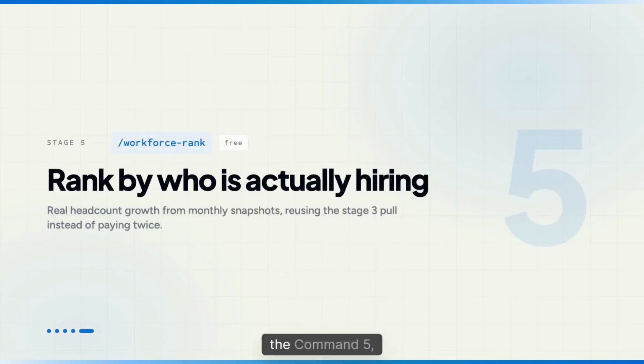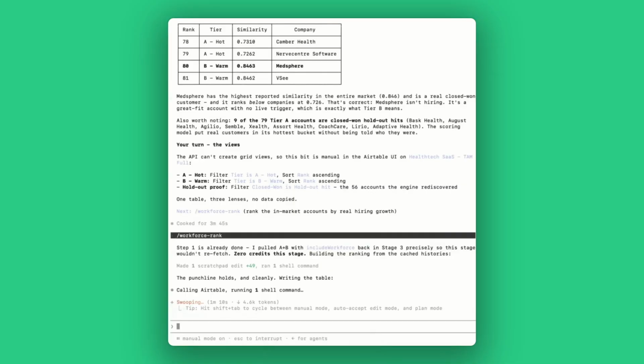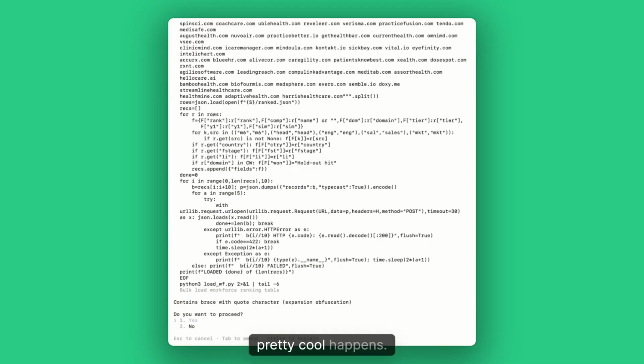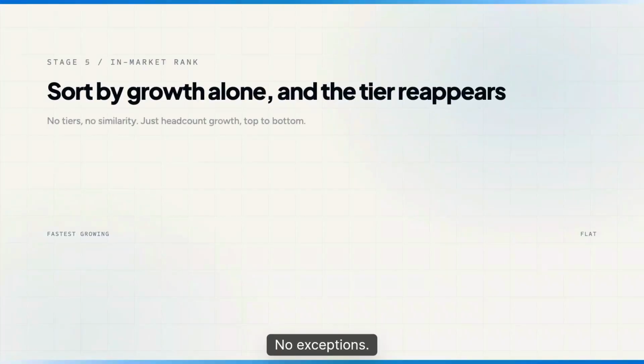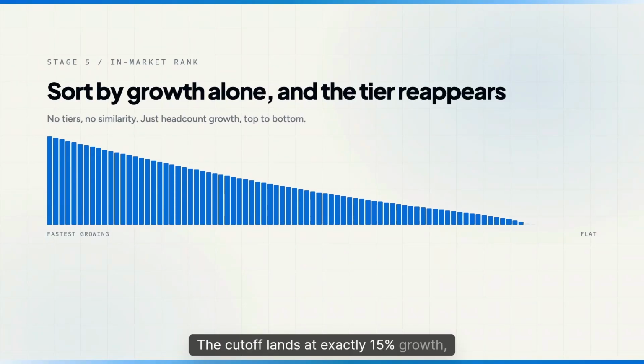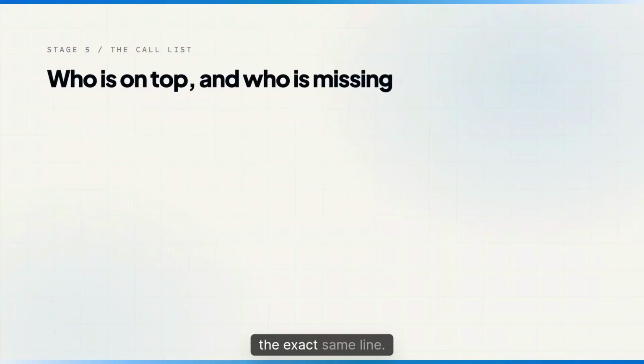Now we are running command 5, which takes us to workforce signal, what we can also call the in-market shortlist. Back in stage 3, we already pulled the workforce data, so now we are just reusing it instead of enriching the same companies again. Now I sort the list purely by hiring growth, no tiers, no similarity, just growth. And something pretty cool happens. The first 78 companies all turn out to be Tier A, no exceptions. The cutoff lands at exactly 15% growth, which independently recreates the API's own threshold. 2 completely different approaches end up drawing the exact same line.